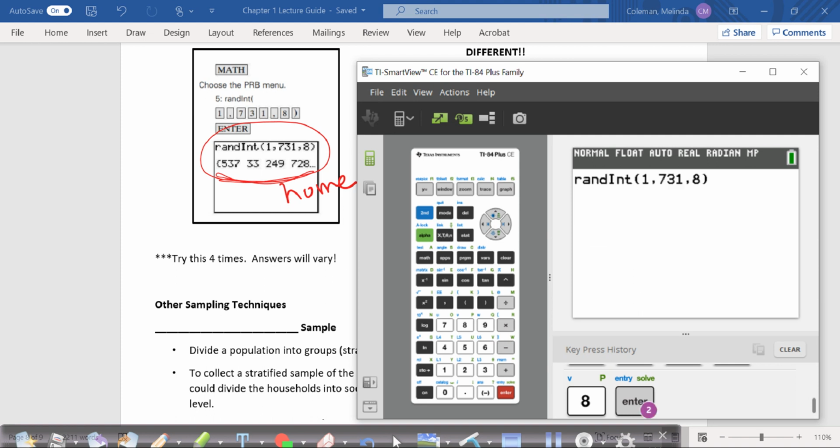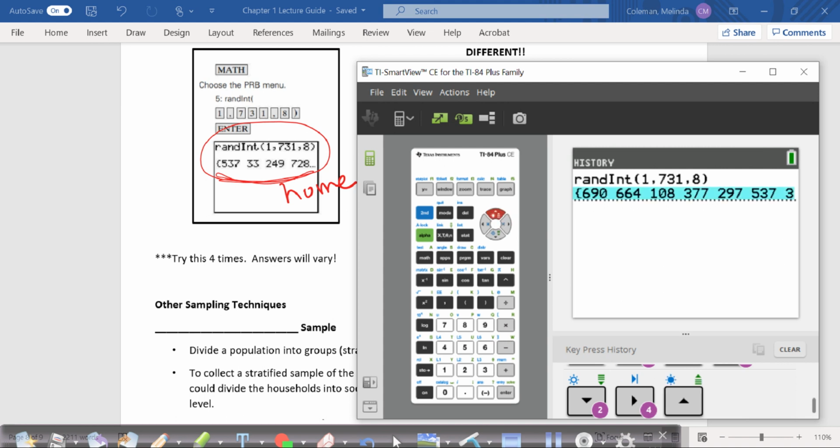So if I hit enter again, now I get what looks similar to the home screen menu on the other one. So it's just the way the data is entered. And then if I hit enter again, that now gives me 8 random numbers: 690, 664, 108, 377, 297, 835. And if I go up, I can tab over and get the other numbers.